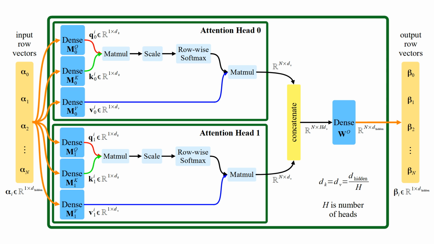Here capital H is the number of attention heads. Default value is 12 for vision transformer. And dimension of value vector is equal to d hidden divided by capital H, because in transformer architecture, input and output of multi-head attention should have the same shape because of residual connection.